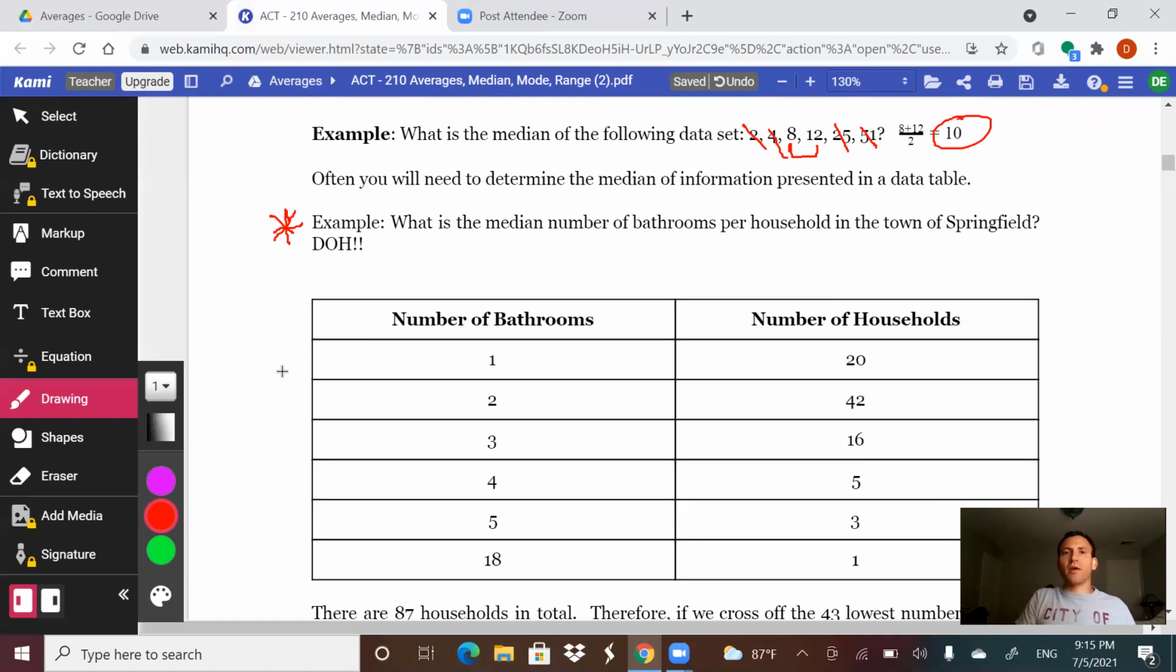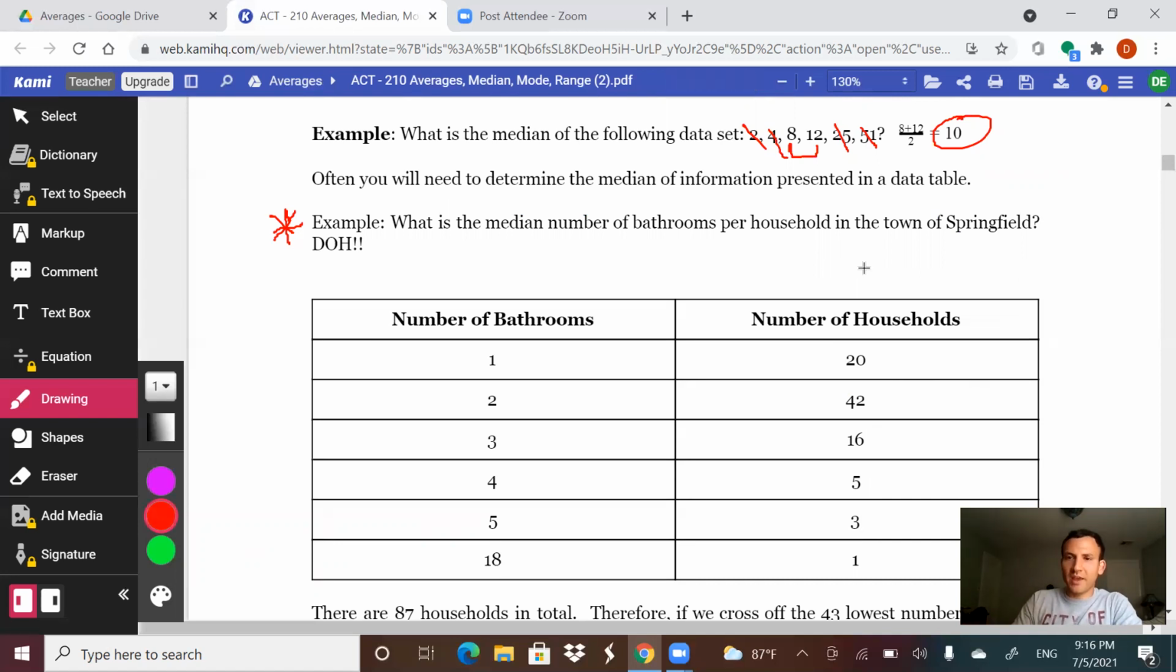So let's look at this example. What is the median number of bathrooms per household in the town of Springfield? Okay, so if we look at this, we know that in Springfield, it looks like there is a total of 62 plus 18, so 78 plus 5, 83, plus another 4.